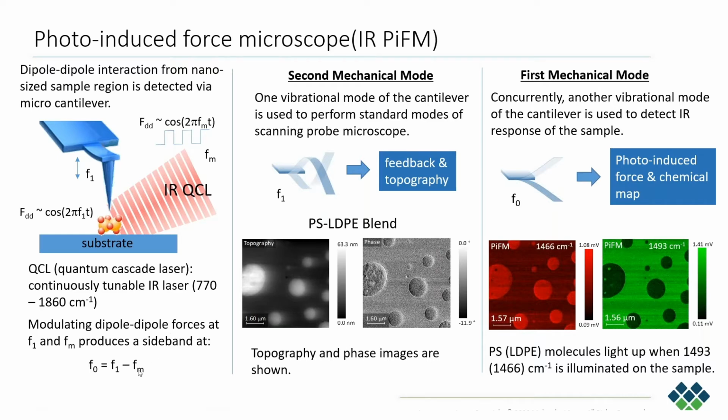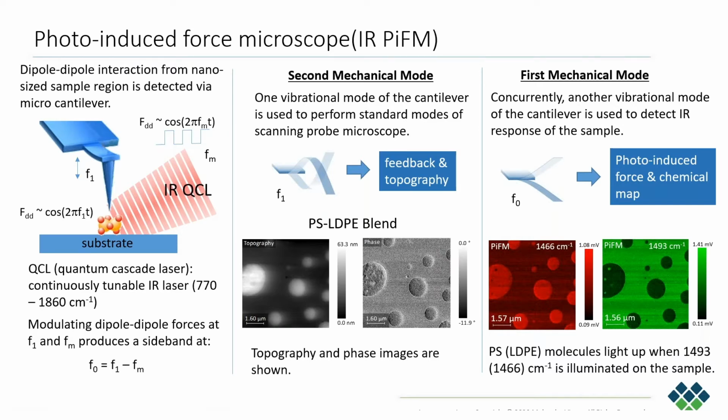We actually choose the FM so that it's at a difference frequency of F1 minus F0, so that one of the sidebands falls right on top of F0, and that will excite the resonance of F0. So by monitoring the amplitude of the first mechanical mode, F0, we can see how strong the optically induced force is. Here you can see that by using two lock-in amplifiers, we can acquire the standard AFM images as well as this PIFM image at the same time.